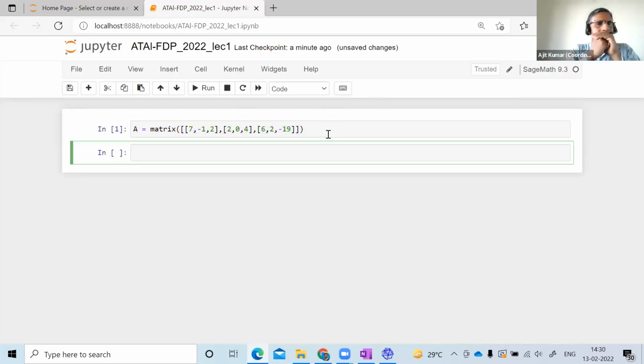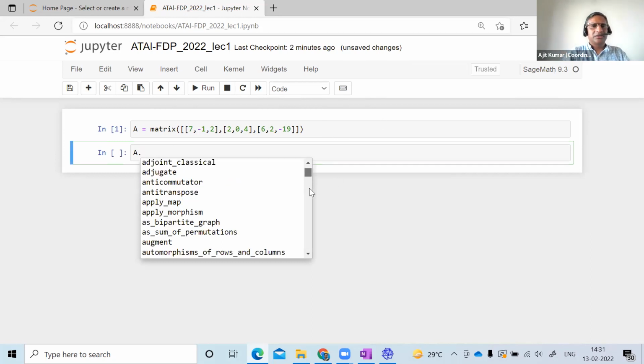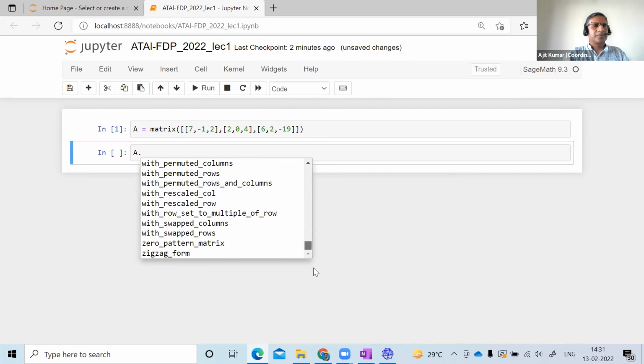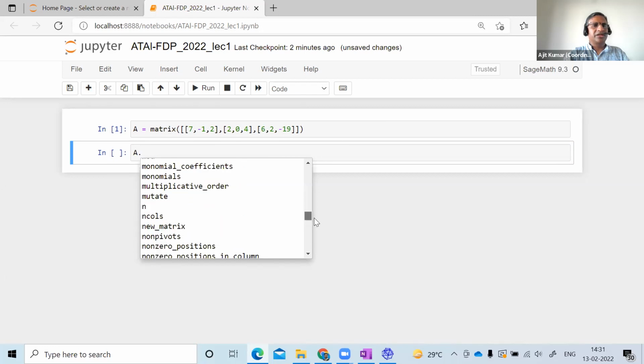This is a matrix. Now, anything that we want to know about this matrix A, all the concepts that you study in linear algebra, you can get by just typing A dot and then pressing tab, because Sage is based on Python, which is an object-oriented programming language. All the information regarding A will be available by this. Some of it you have already seen.